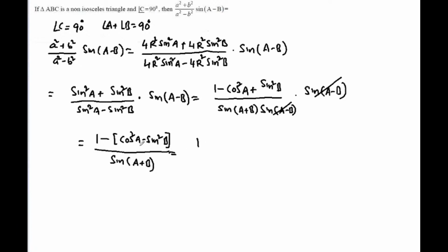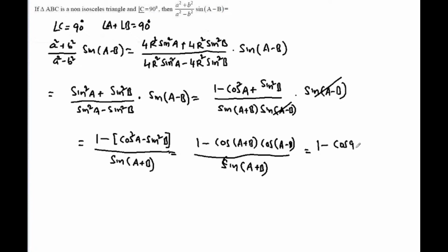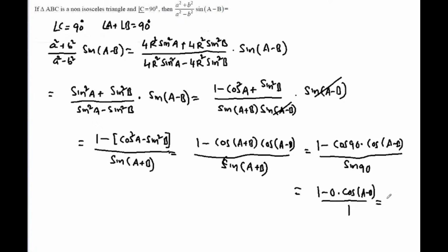That is equal to 1 minus (cos²A − sin²B), that is cos(A + B) × cos(A − B), by sin(A + B). We know that the value of A + B is 90 degrees. That is 1 minus cos 90 × cos(A − B) by sin 90. Here, 1 minus cos 90, that is 1 minus 0, times cos(A − B) by sin 90, whose value is 1. That is 1 by 1, which is equal to 1. That is the answer.